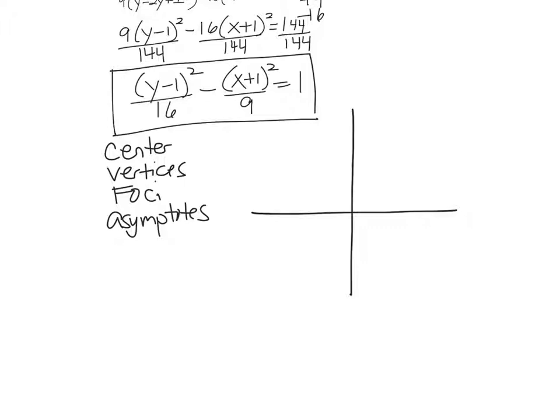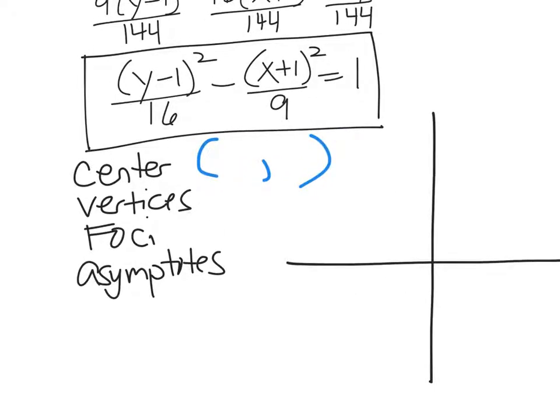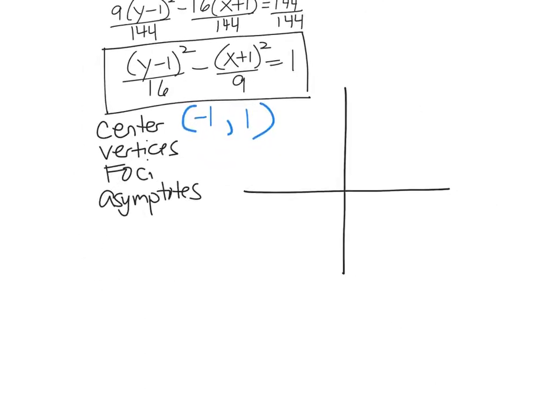All right, so what's the center? The center is negative 1, yes, you were careful. See how the x is first over here, so the h goes with the x and the k goes with the y. So it's going to be negative 1, positive 1. That's where people will make a mistake. Okay, so we'll go over here to negative 1, positive 1, and that's the center of our graph.